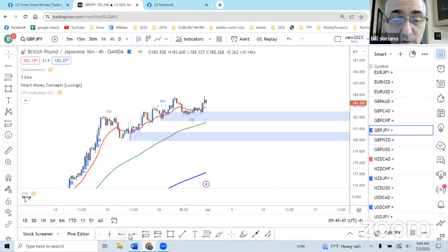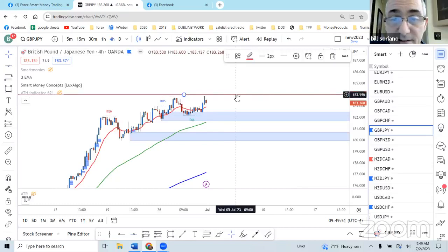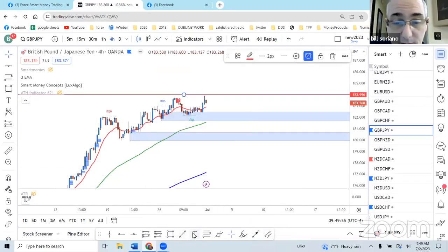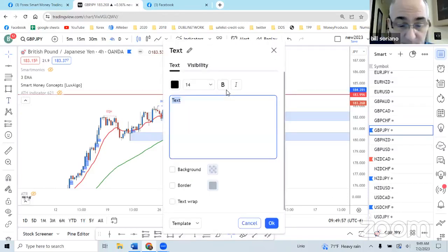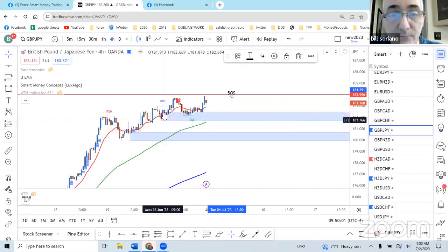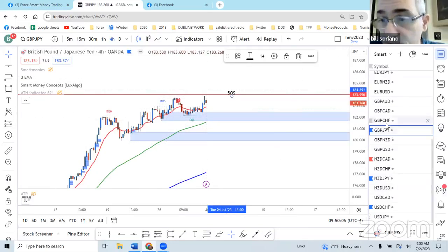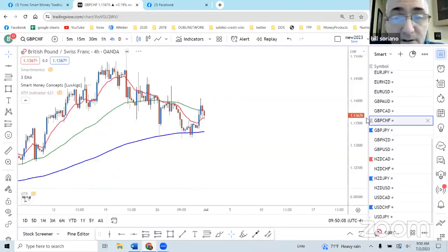But what I really want to see here is a break of structure again to the upside. So I'm going to put my alert on a red line, and I'm going to look for another break of structure to see if I can get a better liquidity block, you know, a new liquidity block, because that's what I expect to happen. GBP CHF on the daily.